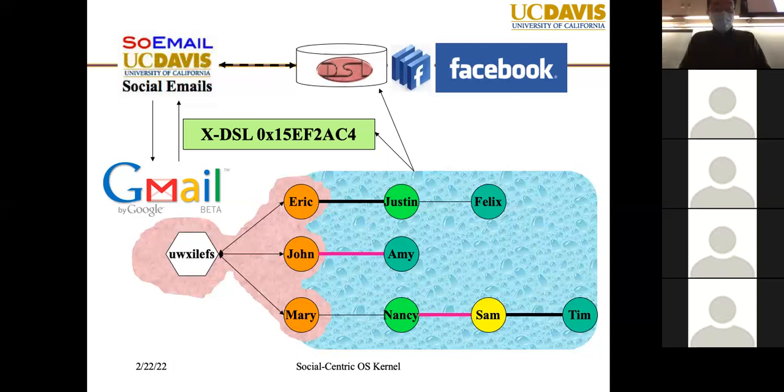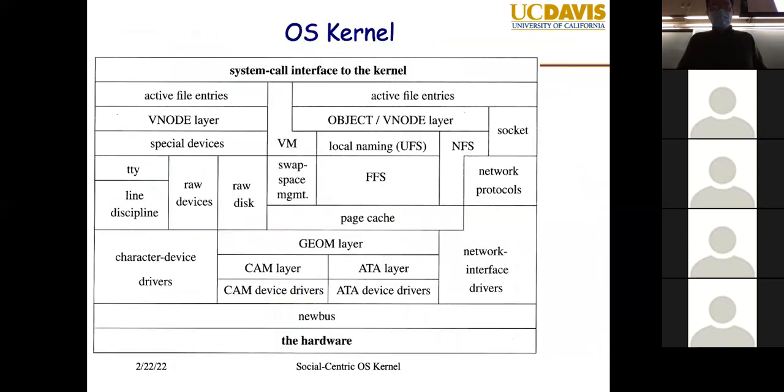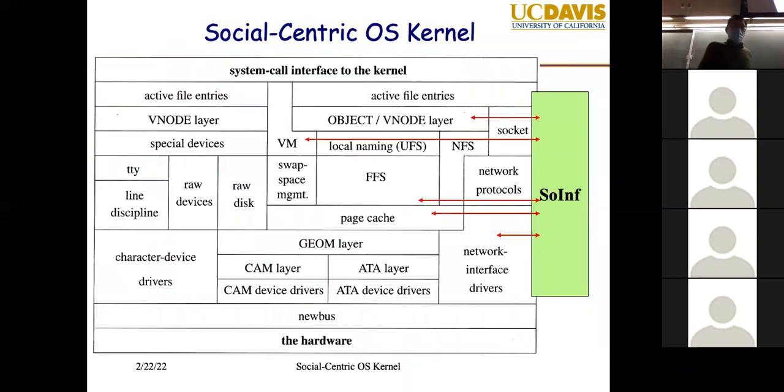Any questions? All right. So essentially what we're doing is that we implement the social informatics kernel. We push it into the kernel. In other words, we will be able to label a lot of information. We can label email content, but we can also label a file. For example, how am I related to this particular file?